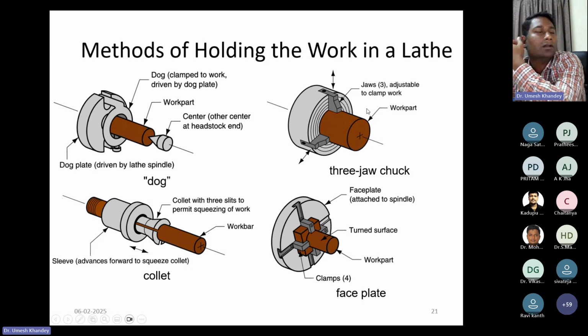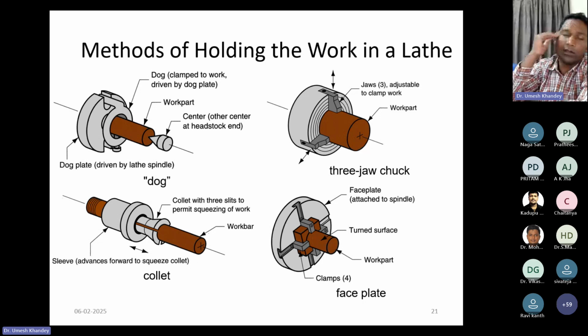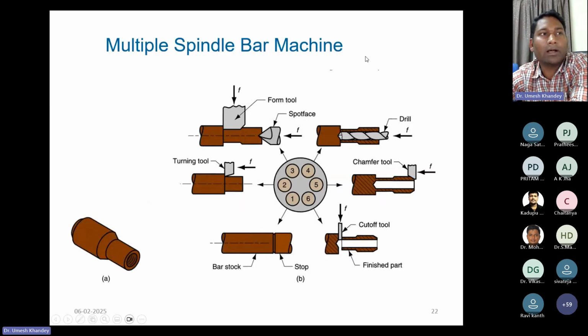These are some of the methods through which the workpiece is held under motion. There will be a three-jaw chuck, dog, collet, faceplate, which ultimately function with your workpiece, which you revolve against the cutting edge of the single point cutting tool. A multiple spindle bar machine will be there, with one tool post where you can handle different kinds of tools at a time. Here, whenever you require to cut off, you can use the number one tool.